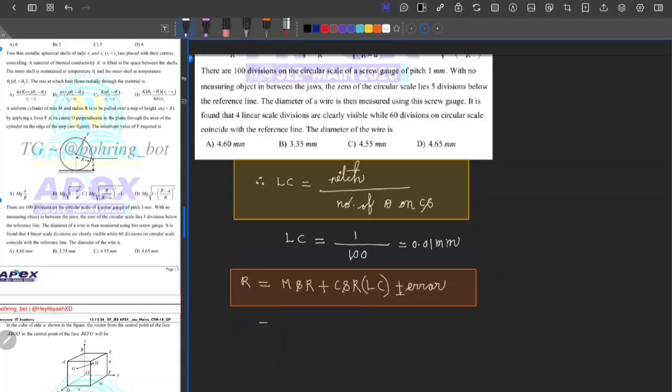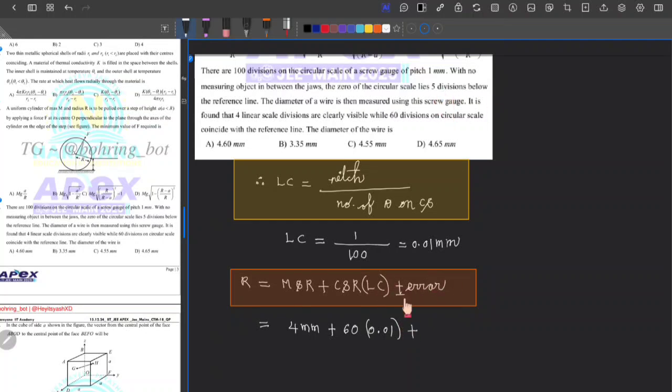So now let's talk about the reading. What is the MSR here? That is nothing but 4. Each division is how much? 1 mm. How many divisions are visible? 4 divisions. So that is 4 mm. This value is 4 mm, plus what about the CSR? The 60th division is coinciding, therefore the CSR is 60, into LC, which is 0.01.